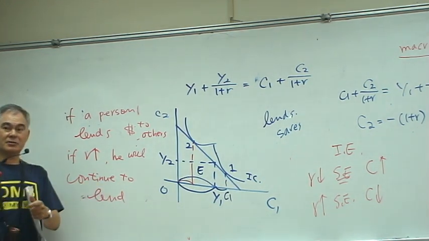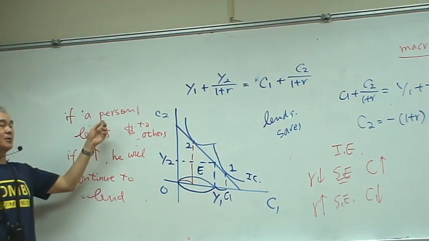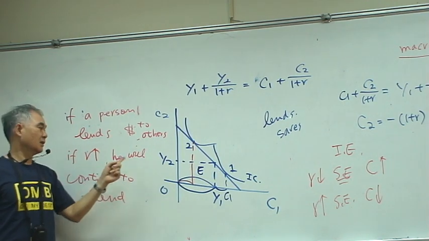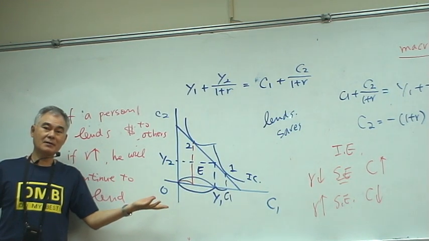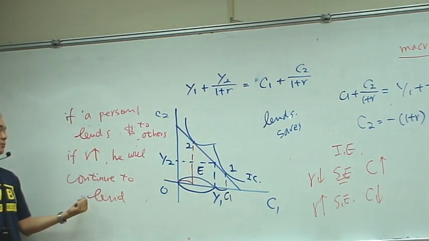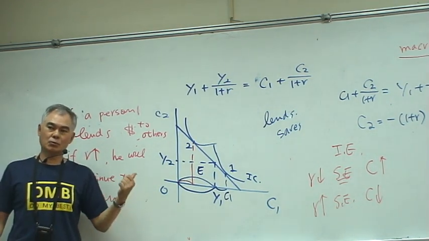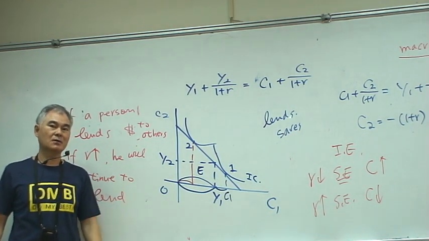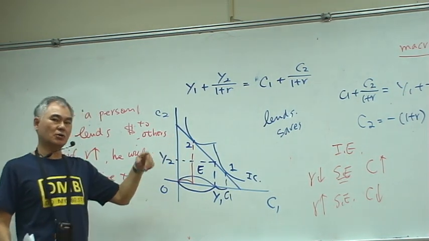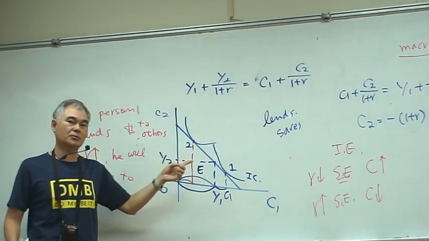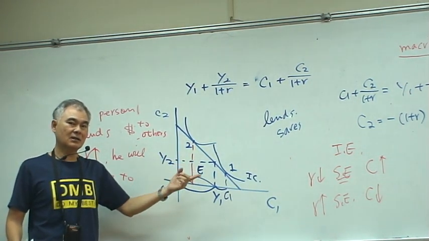And the reason is very simple, right? Because if this person lends money to others and the interest rate goes up, what happens to his income? He gets more interest payment, right? And so he will continue to lend to others. But do we say he will lend more? No. Okay? Now we are going to draw a chart to distinguish between substitution effect and income effect.